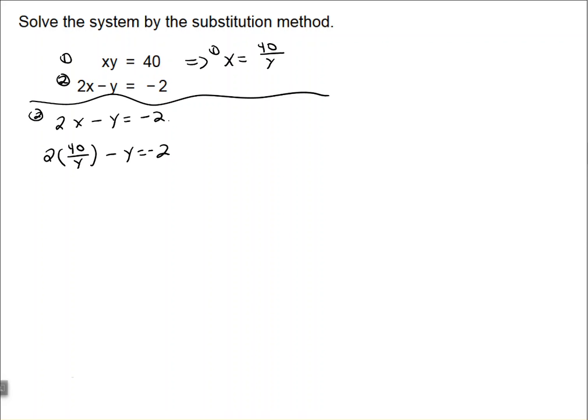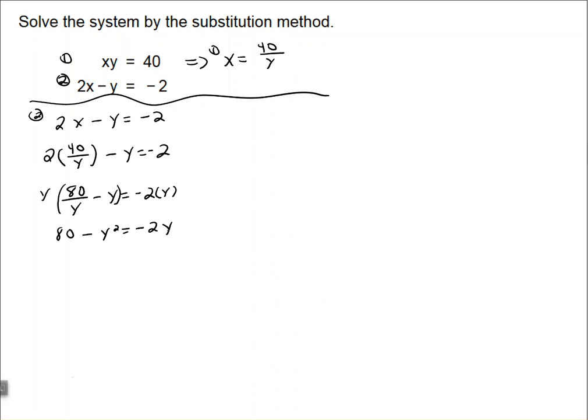Alright, so 2 times 40 divided by y minus y equals negative 2. So multiply to clear the parentheses. Here we need to multiply both sides by y to clear my denominator. So distribute on the left-hand side of the equal sign. Which gives us 80 minus y squared equals negative 2y.